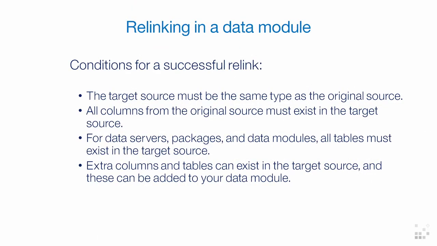For a relink to be successful, the target source must be the same type as the original source: uploaded file to uploaded file, data server to data server, and so on. All the columns from the original source must exist in the target source. Matching on column identifier properties is case sensitive, and the data types must match.